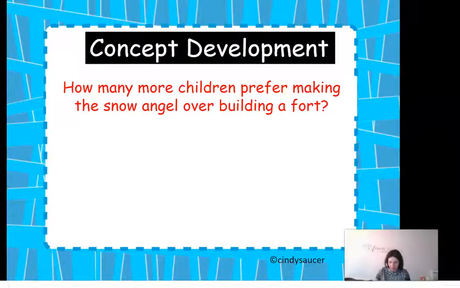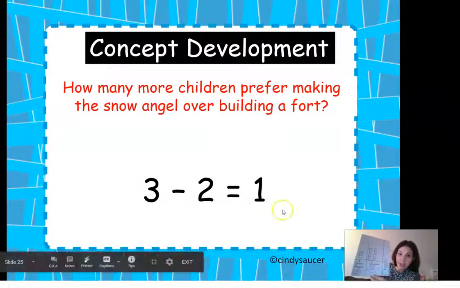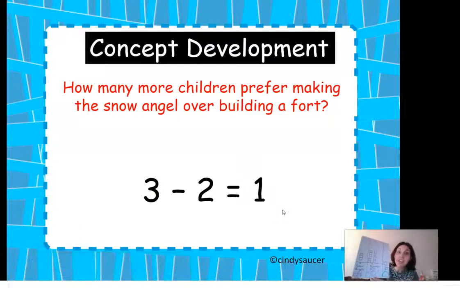So let's see. How many people chose snow angels? Let's see if you guys can see it. 3. Very good. And how many people chose the fort? 2. So we're going to subtract. 3 minus 2 equals 1. So one more child preferred making a snow angel over making a fort.